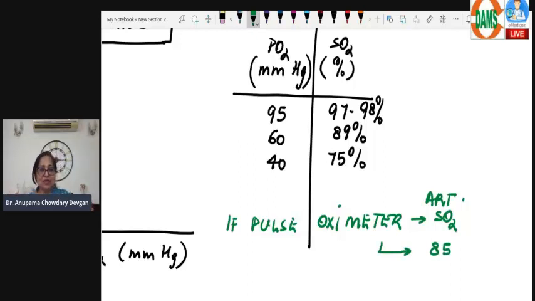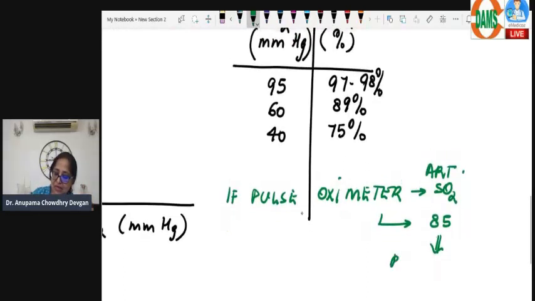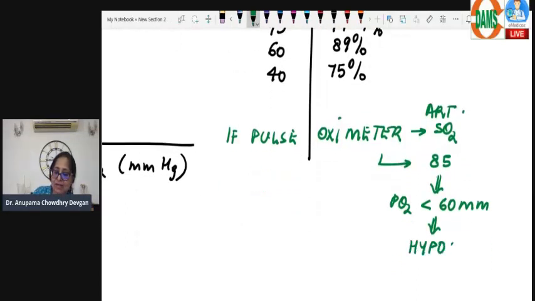No. Because if saturation is 85, that means the corresponding PO2 is less than 60. And a PO2 less than 60 means hypoxia. That means here is my patient, I have to give him oxygen immediately. What is hypoxia? How do you define hypoxia? When the arterial PO2 is less than 60, saturation less than 89. The finger pulse oximeter gives you an arterial saturation, so a low reading means the corresponding PO2 is less than 60. This means it is hypoxia.